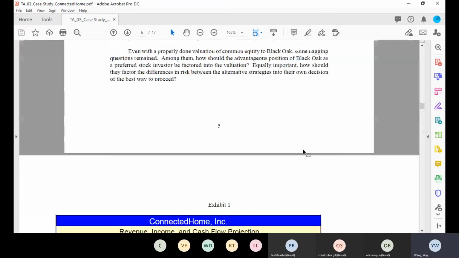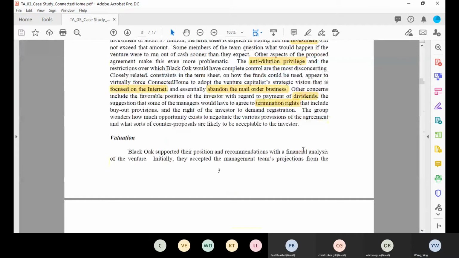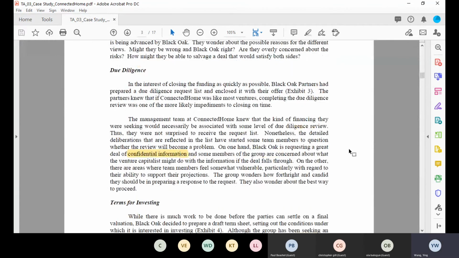So that's why Connected Home, they are quite concerned about their due diligence. So what do you think? Should they provide this information to Black Oak, the investor venture capitalist? If they provide those information, what they can do to protect themselves for this confidential information? Any idea?